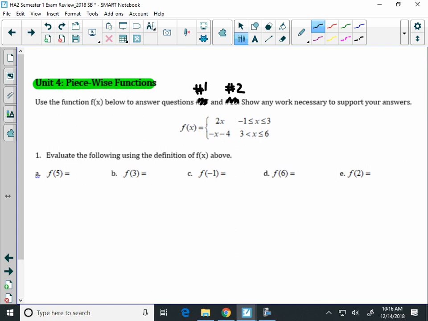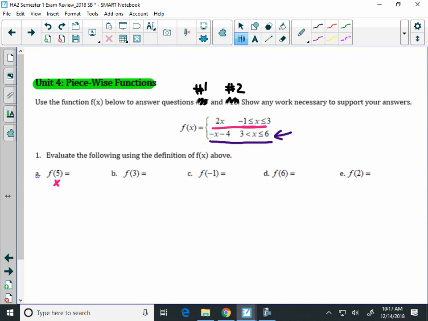So number 1, all you're going to do is evaluate the piecewise function that's up above. It says you need to find the value of f of 5. Now 5 is your input, your x. So you need to look at the domains of this function right here. The first equation, 2x, is only used for the x values from -1 to 3. The second equation here is used on the domain from 3 to 6.